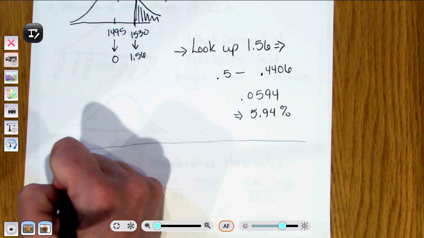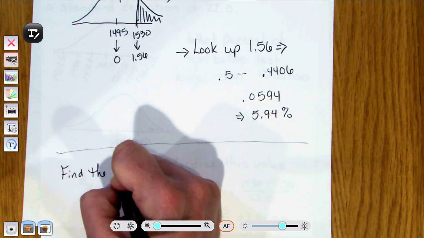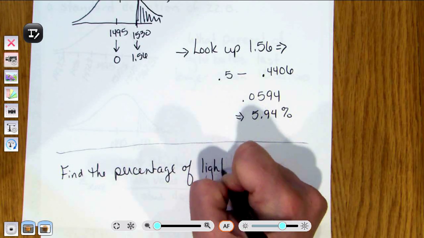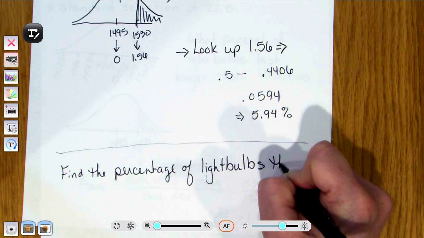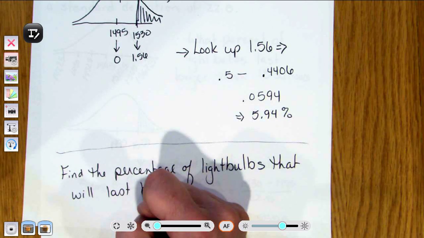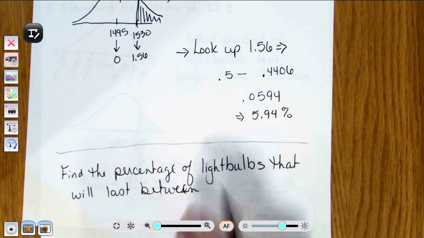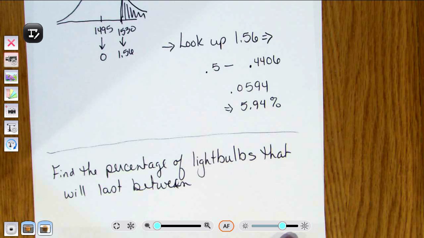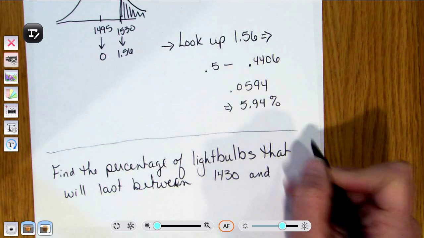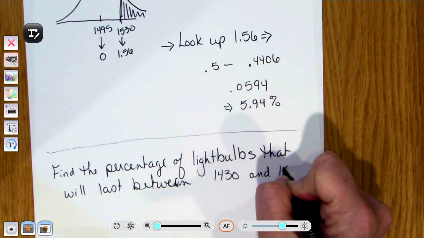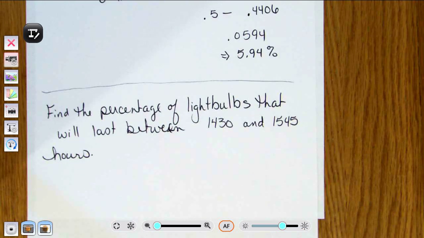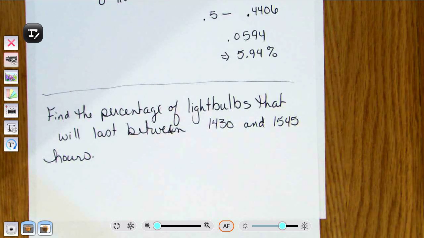Let's find the percentage of light bulbs that will last between, let's go with 1430 and let's go with 1545. Okay, and these are kind of the steps that I would go through.